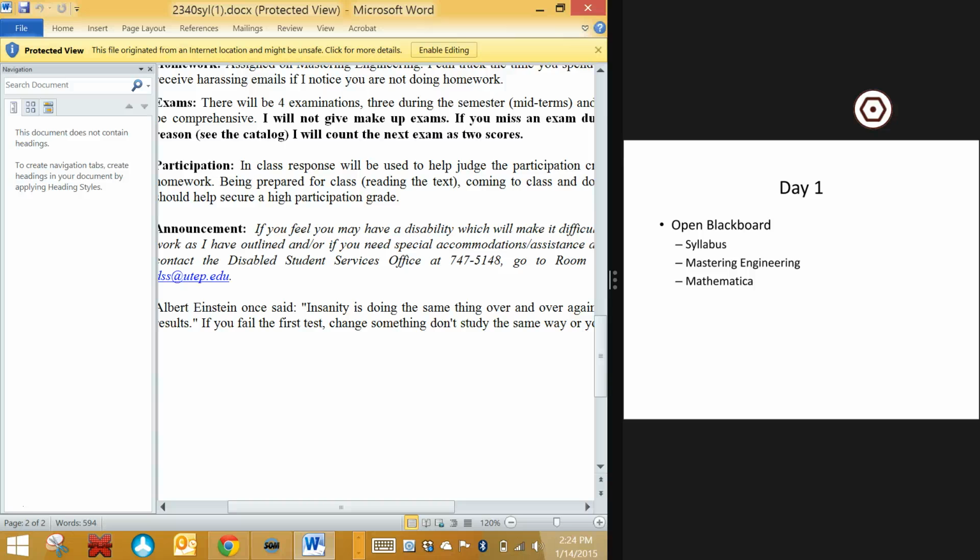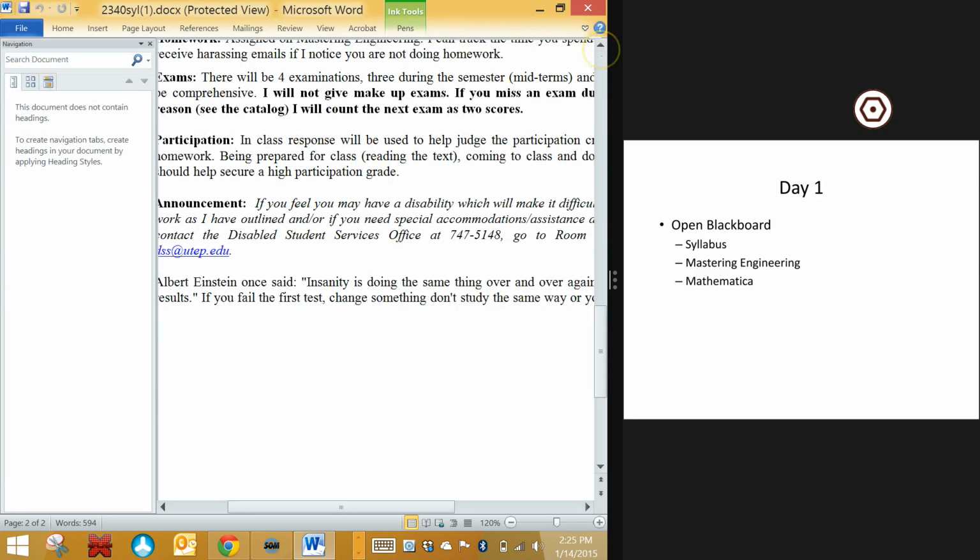One of my favorite quotes came from Albert Einstein, who said that insanity is doing the same thing over and over again, expecting different results. The point about this is that if you are doing something that causes you to fail the first exam, then you should be looking at trying to do something different, because if you continue to do what you're doing, you'll probably fail the second exam as well. So pay attention to what's happening and be successful.